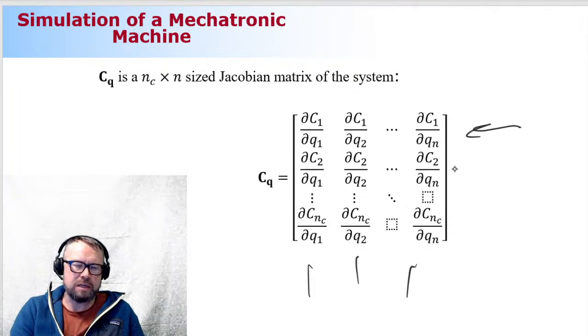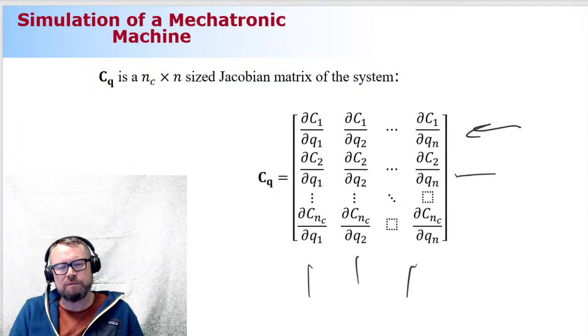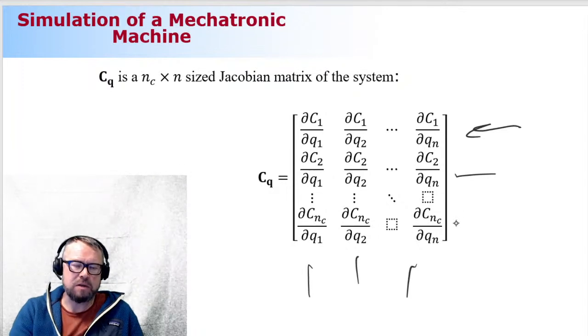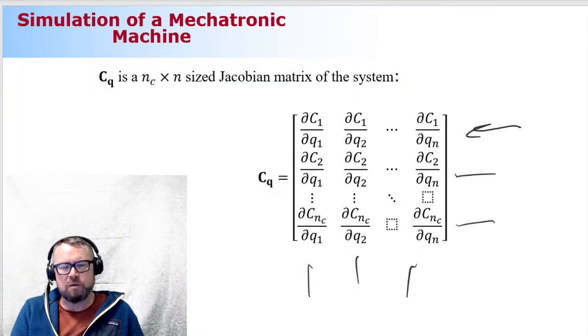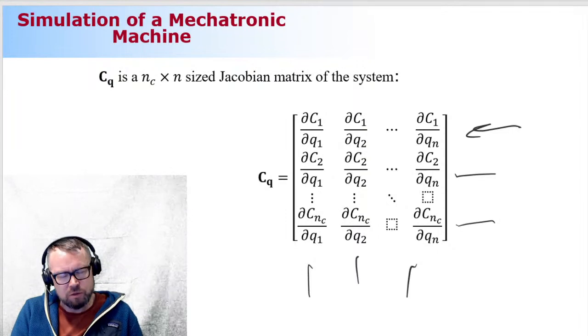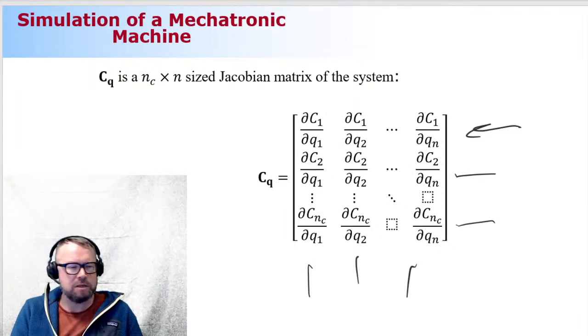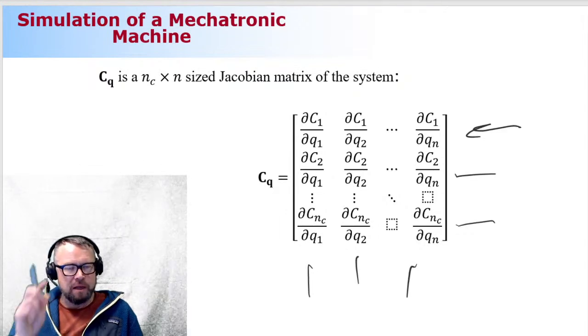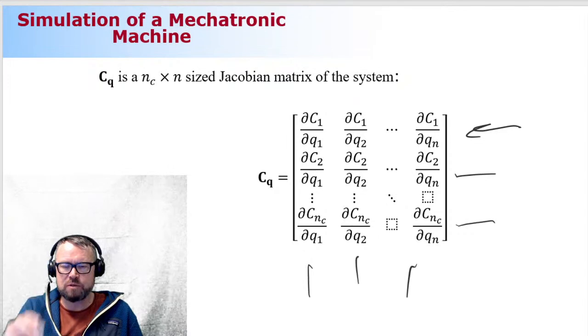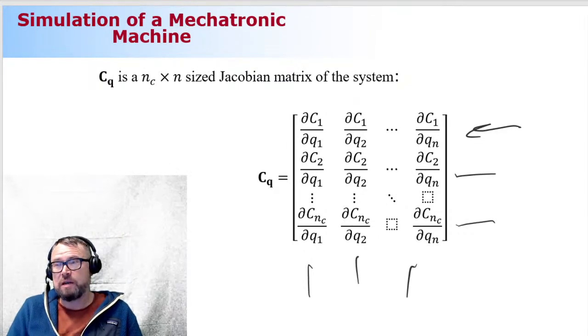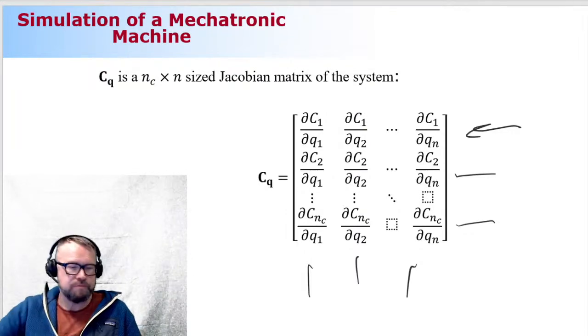Second row, you take your second constraint equation and you differentiate that too with respect to your generalized coordinates. And then you move on until you hit your last constraint equation, and that too you differentiate with respect to your generalized coordinates. That's how it goes. Let's practice. Now it becomes obvious that you desperately need a symbolic math tool. You desperately need that.